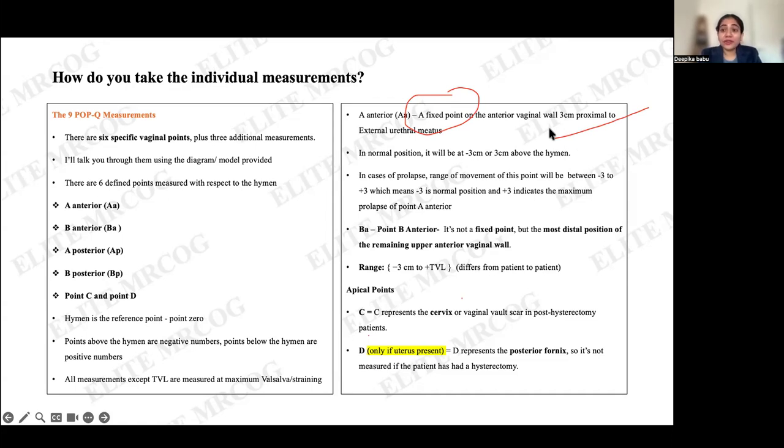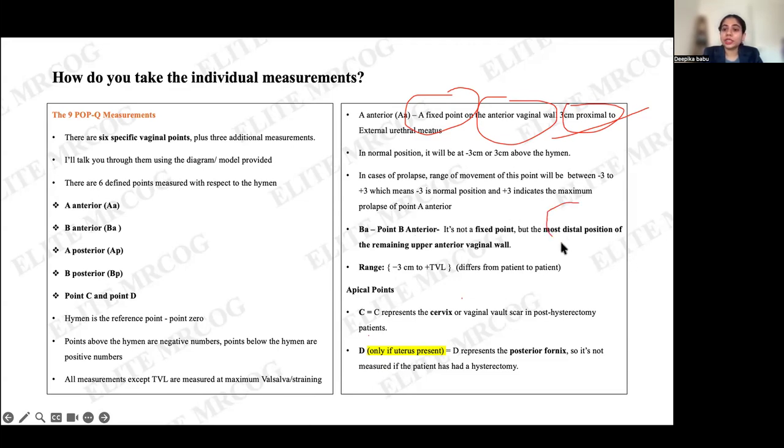A anterior is a fixed point, 3 centimeter proximal to the external urethral meatus. It usually is situated at -3 centimeter, that is 3 centimeter above the hymen. So fixed point is the buzzword, anterior vaginal wall is a buzzword, and 3 centimeter proximal to the external urethral meatus is a buzzword.